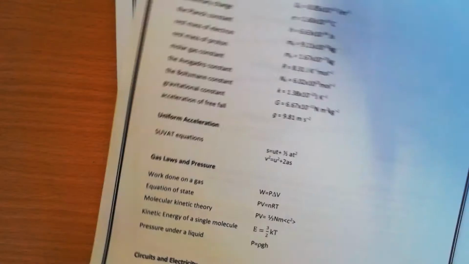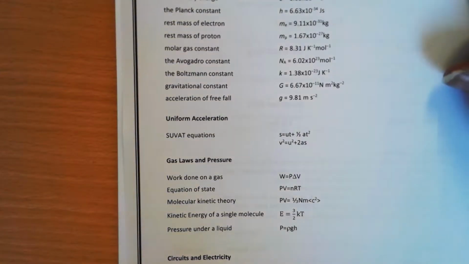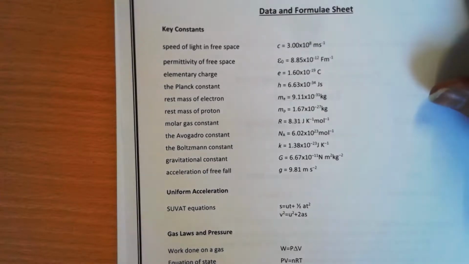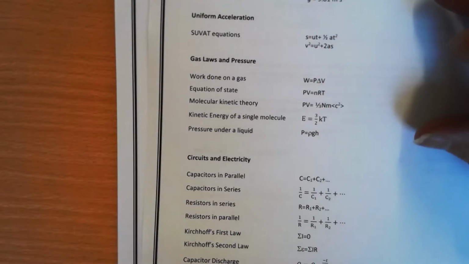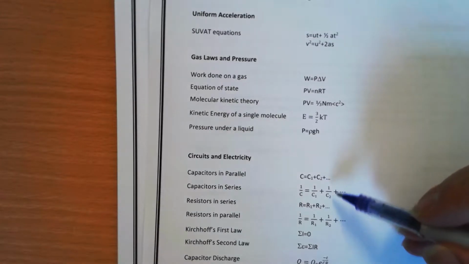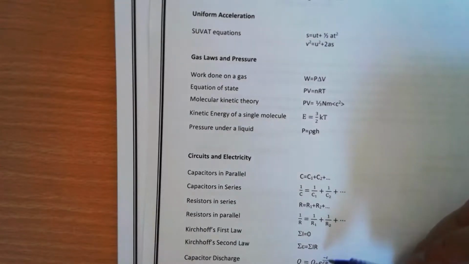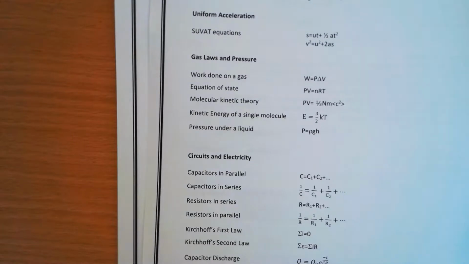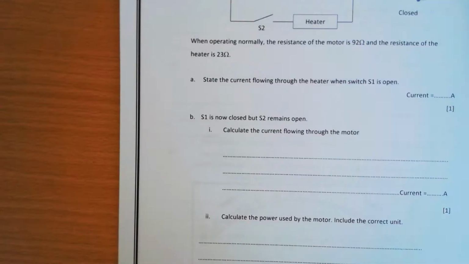On the inside cover there are all those constants, which I strongly advise you to keep handy as they come in very useful. Also, the ones you may find most useful would be the questions on capacitors and resistors, Kirchhoff's law, and of course capacitor discharge right at the bottom here. So let's start with question number 1.